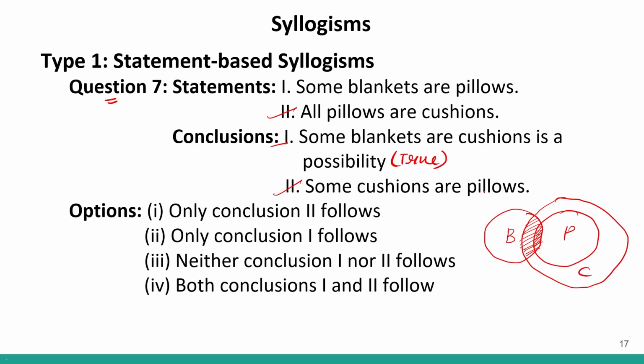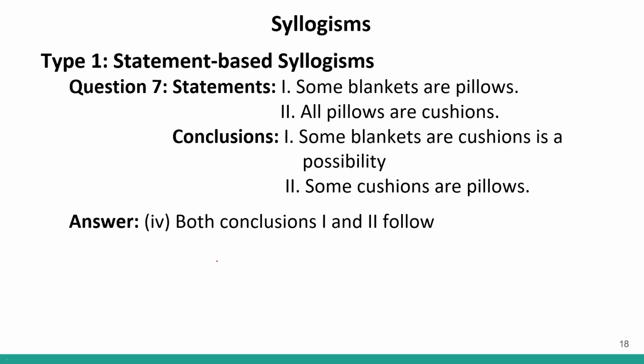Second one is some cushions are pillows. So definitely if you look at this area, this is a part of cushion which is pillows, correct? So this is also a true statement. So both my statements are true. So I can say both conclusion 1 and 2 follow. This will be my answer, option number 4. Clear?